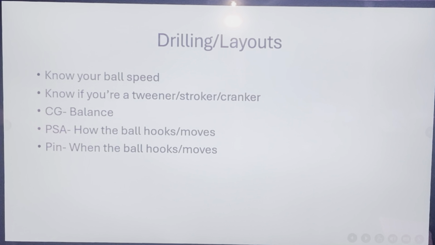Alright, so I'll cover these bottom two first. As we covered in the previous slide, the PSA is how the ball hooks or moves, whereas the pin is when the ball hooks and moves.